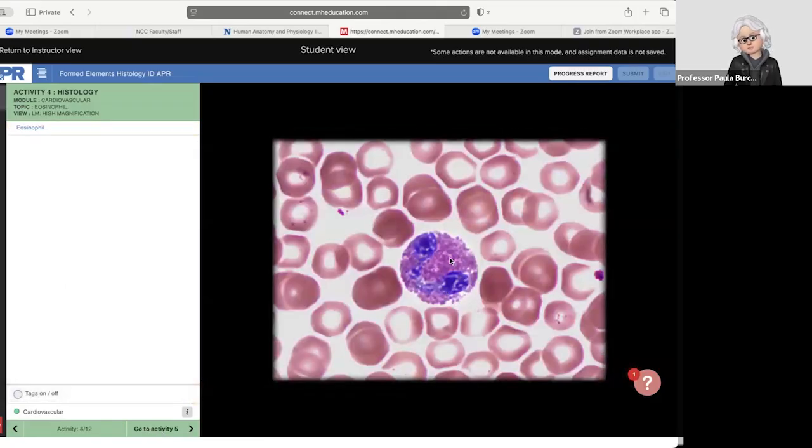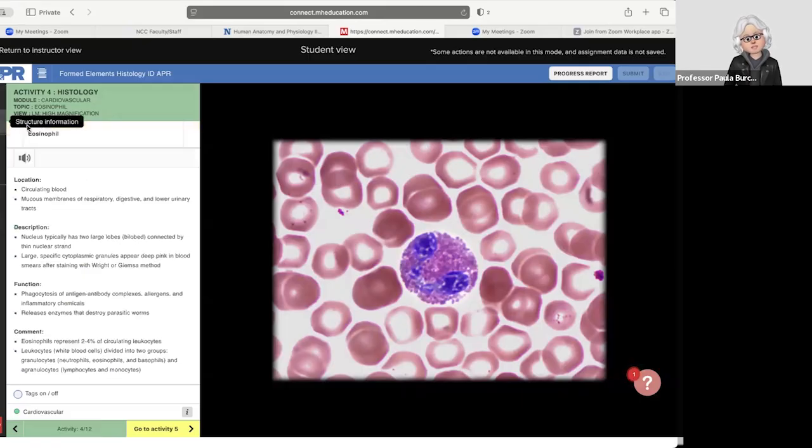What I want you to notice is that you're going to have kind of reddish granules here. That I think is probably the most characteristic attribute of these cells. These are called eosinophils. So eosinophils, let's click on that. I'm going to take the highlight off so that you can see it. I'm going to click on the information.